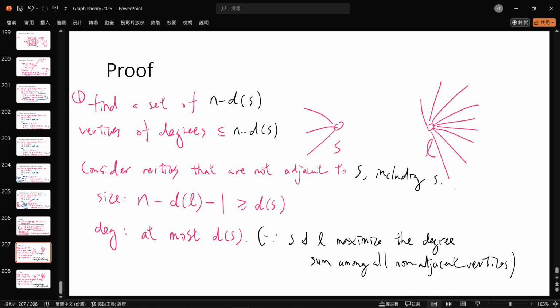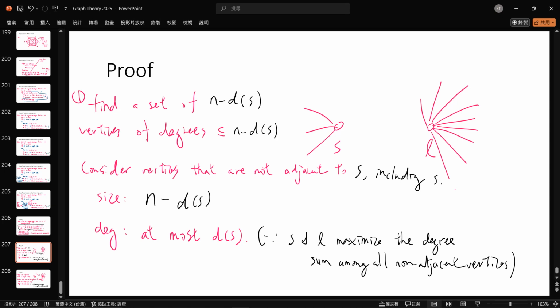So again, we have two things to prove. First, the size, and second, the degrees. So what is the size? Well, it is just n minus the degree of S. Why? Because we basically exclude all the neighbors of S. So n minus ds, that's the size.